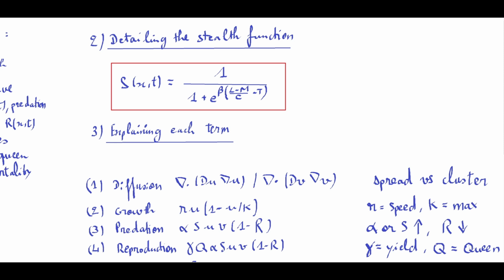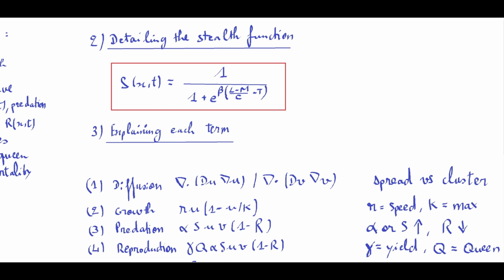It is written as follows. The stealth function is 1 divided by 1 plus the exponential of beta times (L minus m divided by c, minus t). It determines how effectively the xenomorph remains hidden. L(x,t) is the ambient luminance, m(x,t) is the human movement magnitude, and c is the camouflage efficiency. T is the detection threshold, and beta controls the sharpness of the transition.